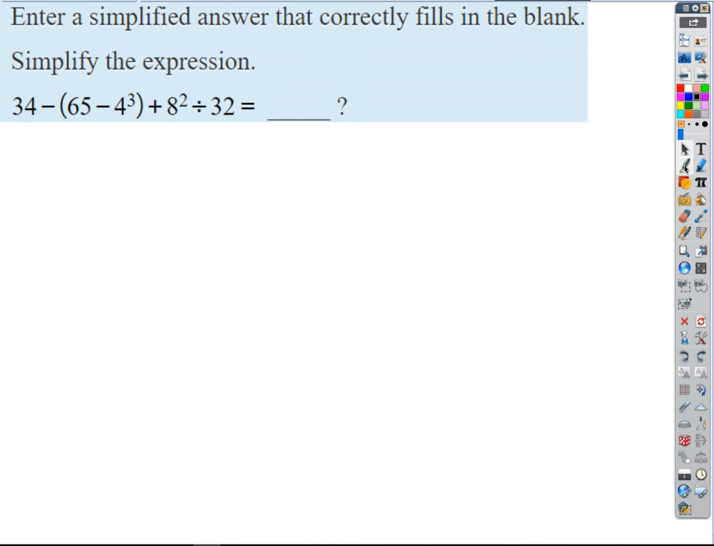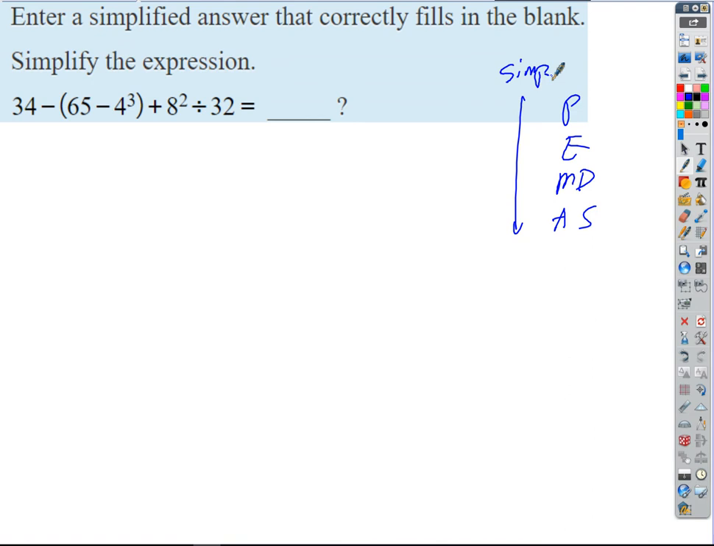Simplify the expression. Okay, this is not hard, but there's a lot of ways you can make a mistake. But if you just write down order of operations and go through it step by step carefully, you're going to get it right. So we're simplifying, so we're going in that direction. What's first? Parentheses. So we got a bunch of stuff to do in the parentheses right here. So what do I do first in the parentheses?